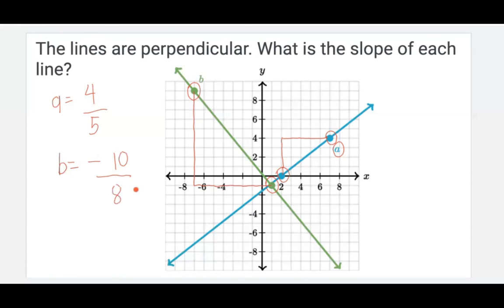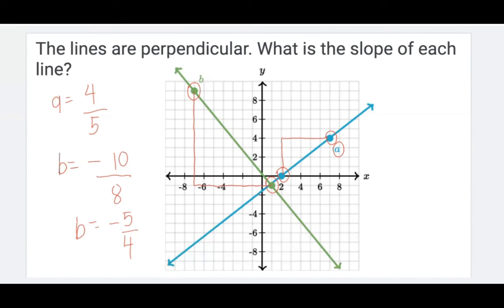Now, recall that you always have to express slope as a simplified fraction. You can simplify this by a factor of 2, and that would give you -5/4. So your slope for A is positive 4/5, and your slope for B is -5/4. Do you see any relationship between these two?